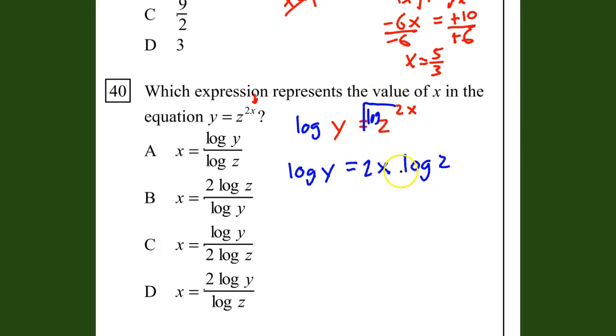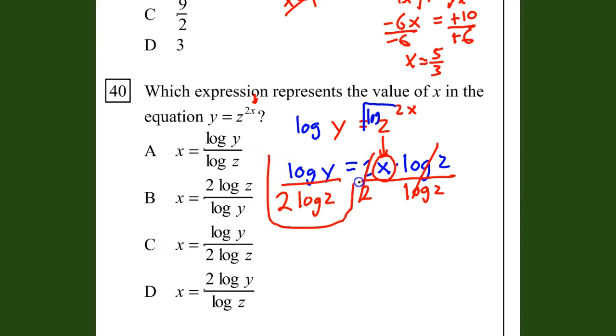And then we can just go ahead and solve for x. So we want to divide by 2, because we're trying to get x by itself, so we need to get rid of the 2, and we need to divide by log of z. Now we'll get rid of both of those. So 2 log of z, same thing on both sides. So x must equal this right here: log of y divided by 2 log of z, which would be C.